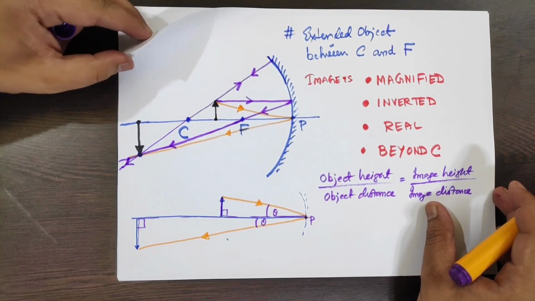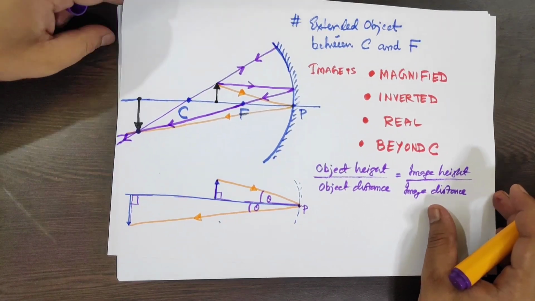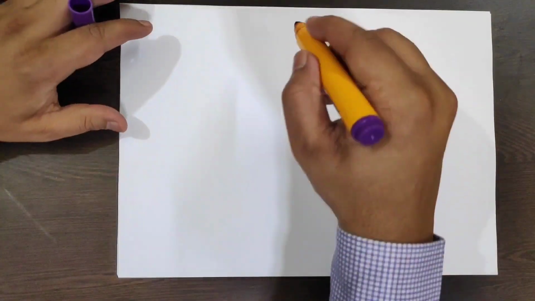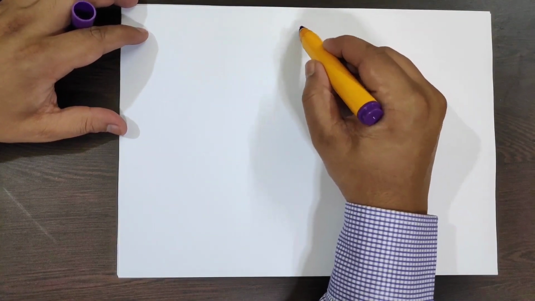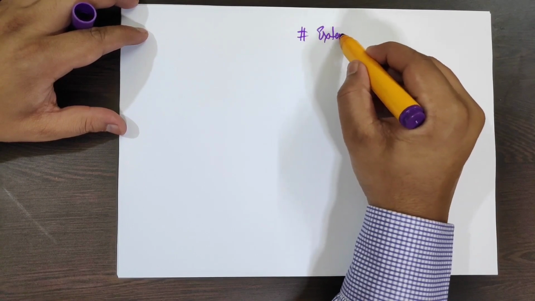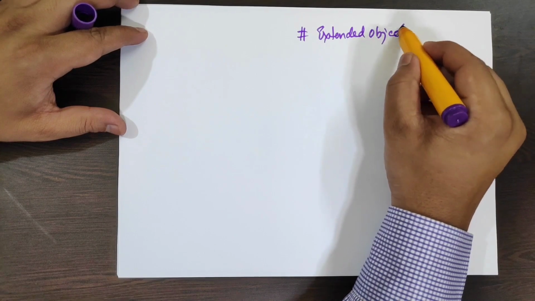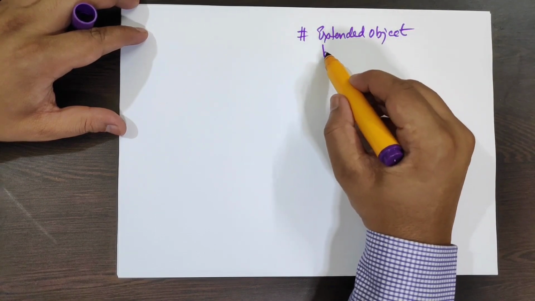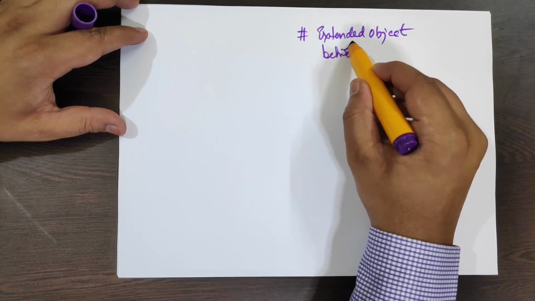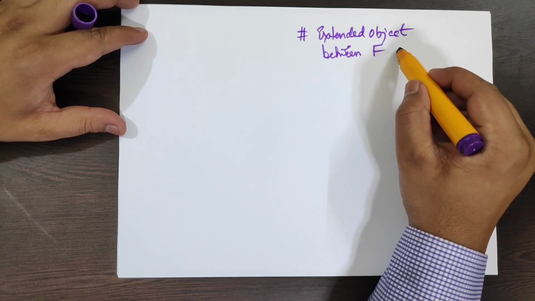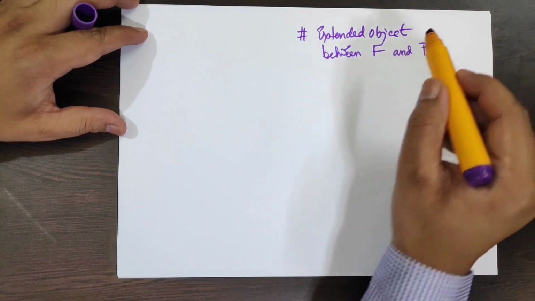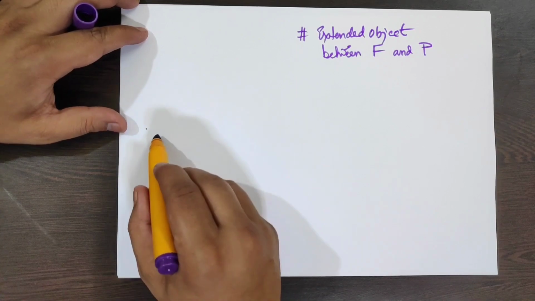By the way, some more. The next case will be an extended object between F and P. Extended object between focus and pole.